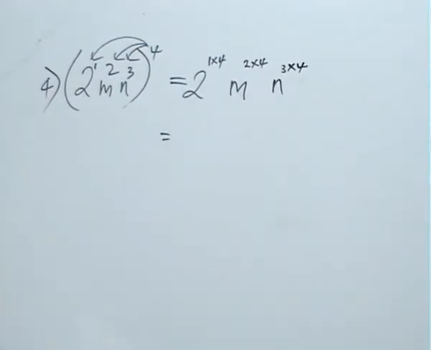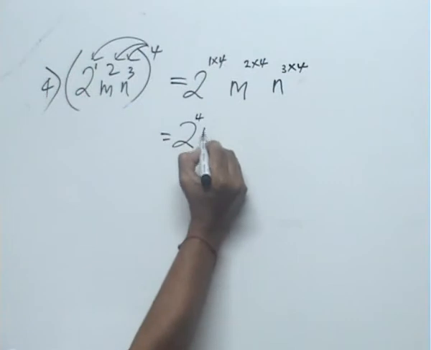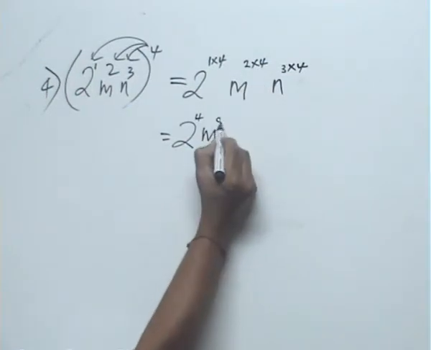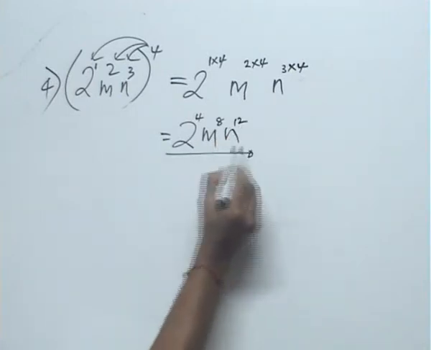Now there's no need for you to write that working like that. I'm doing it just to make it clear. So the final answer is 1 times 4, 4. Then you write m next to it. 2 times 4, 8. Then you got n, 3 times 4, 12.